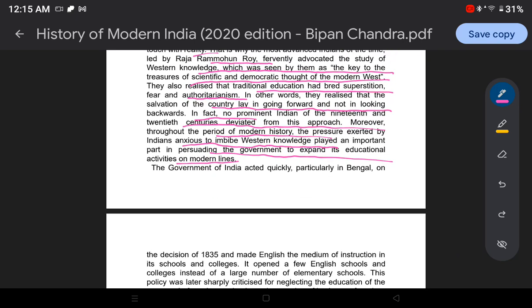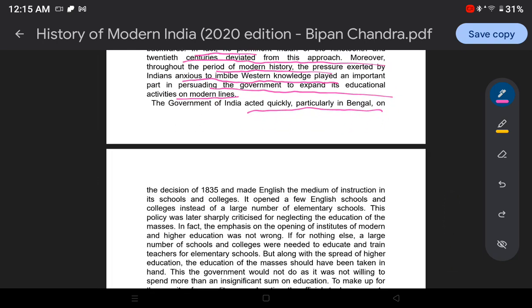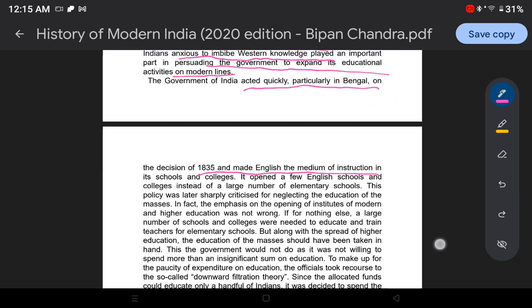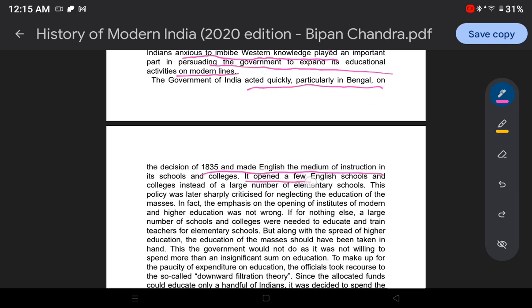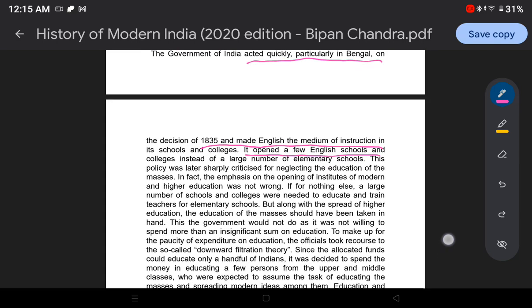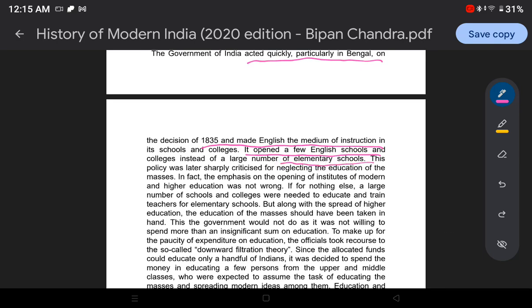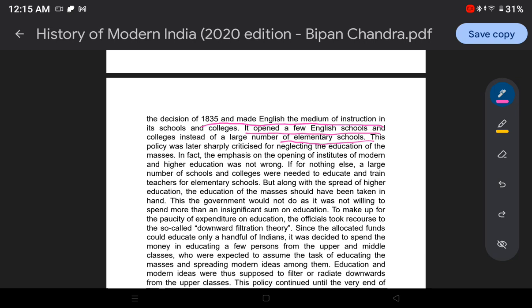The government of India acted quickly, particularly in Bengal, on the decision of 1835 and made English the medium of instruction in its schools and colleges. It opened a few English schools and colleges instead of a large number of elementary schools. This policy was later sharply criticized for neglecting the education of the masses.